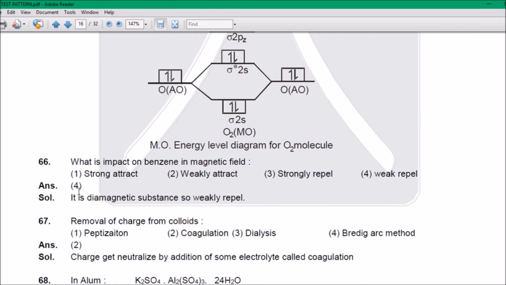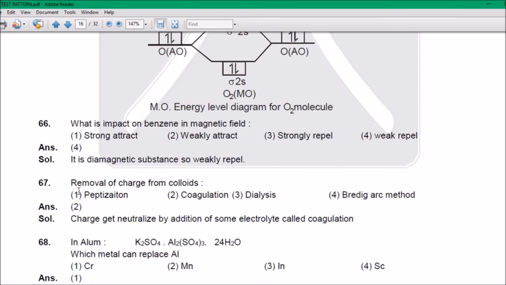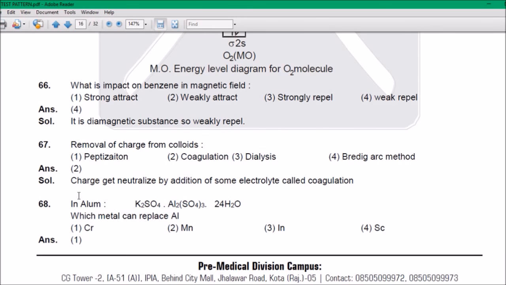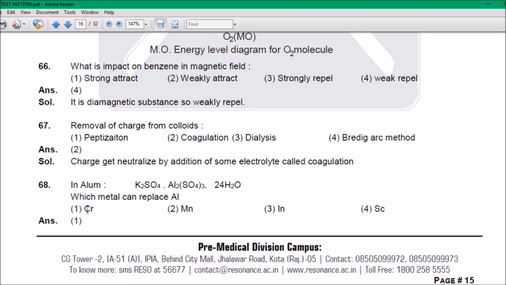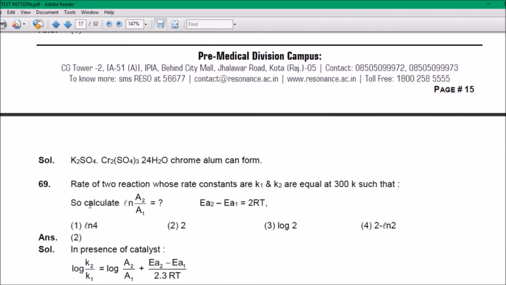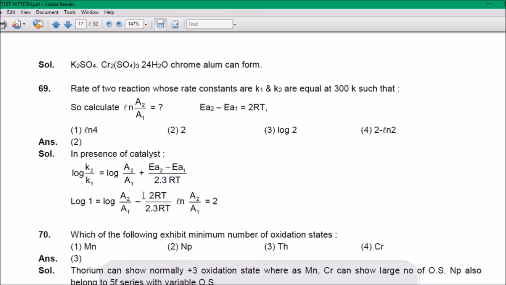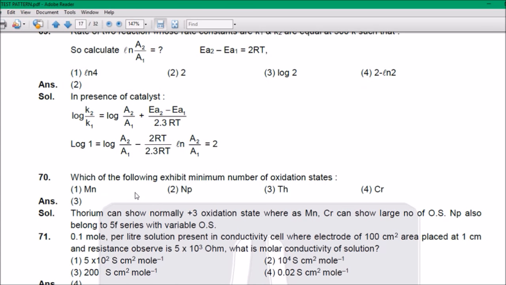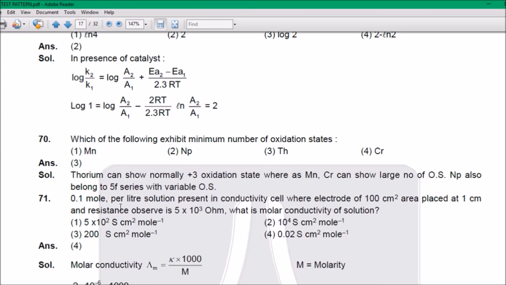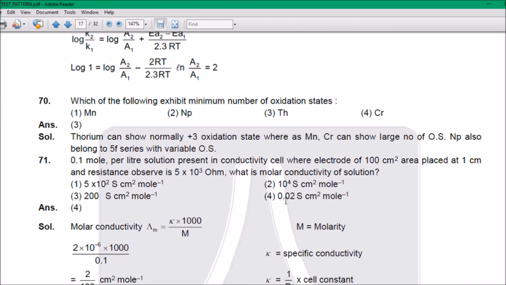And then 66, your answer is V grapple 4. 67, your answer is coagulations. 68, the answer is chromium. 69, the answer is 2. Okay. And then 70, the answer is TH. And then 71, your answer is 4.02 ohm cm square mole inverse. Okay.